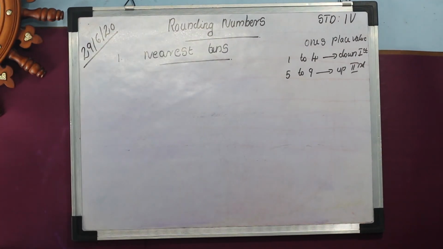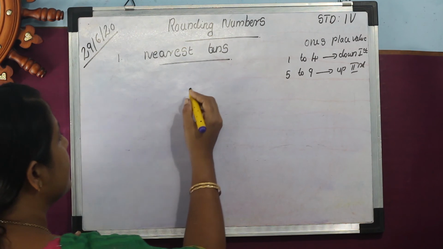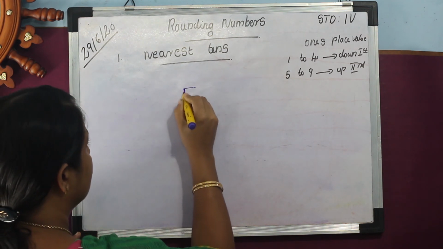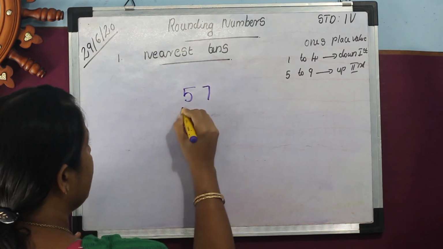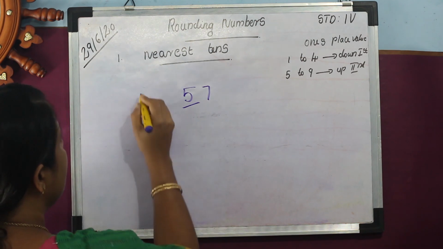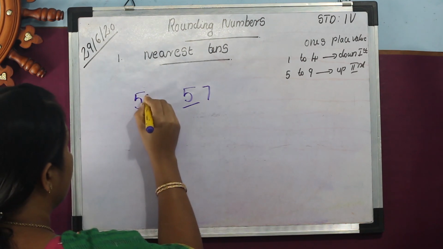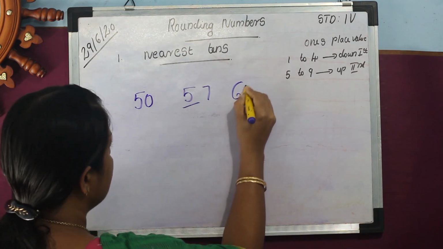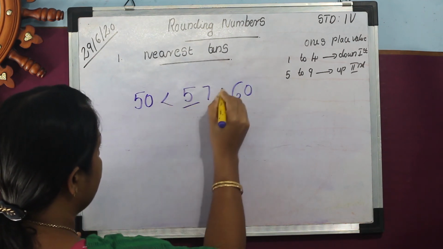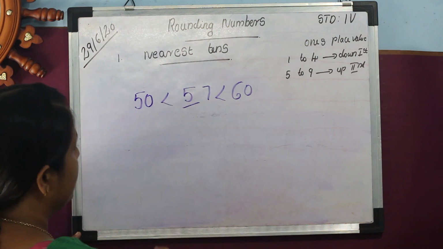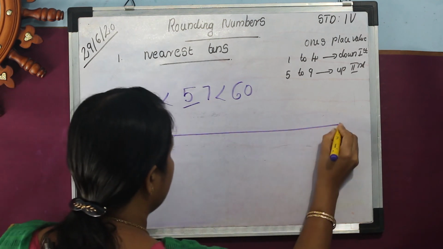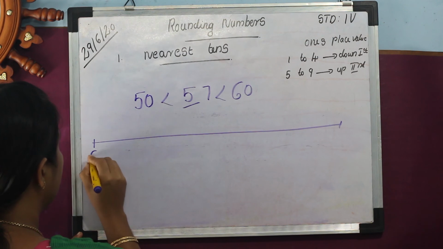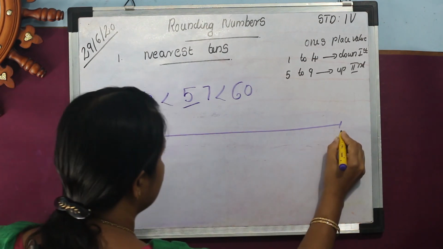Next, consider the number 57. Then take the tens place value, that is 5. So we write 5 here and put 0. Then adding 10 to this number, we get the number 60. Therefore 57 lies between the numbers 50 and 60. Then draw the number line. Starting number is 50 and our ending number is 60.